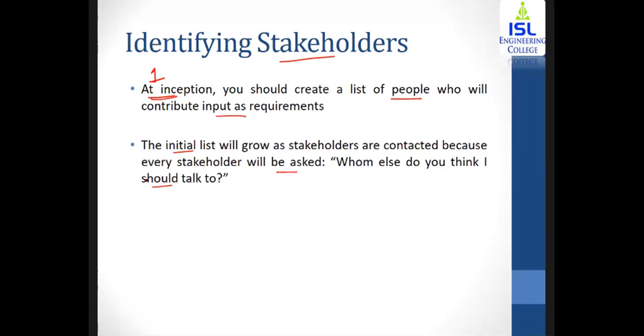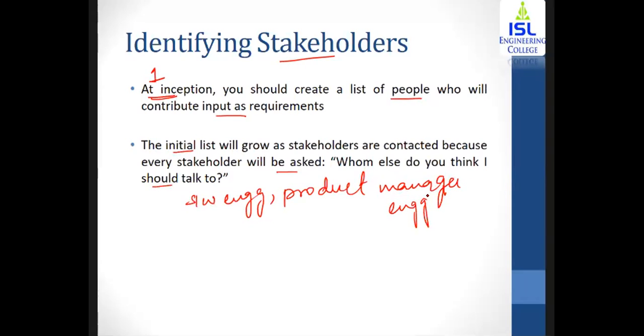That is, you're going to go and talk to the software engineer. The software engineer might tell you that you need to contact the product manager. The product manager might tell you that you need to contact the product engineer. So you're going to gather each and every requirement from each and every stakeholder. The first step is identifying the different stakeholders. You're going to identify the stakeholders, and you're also going to get their point of view, that is, how they want the system to be developed.